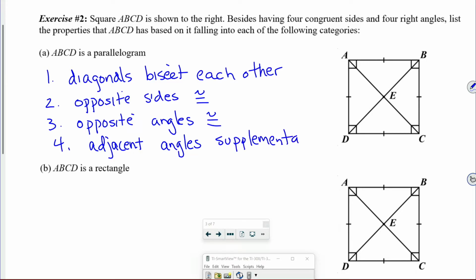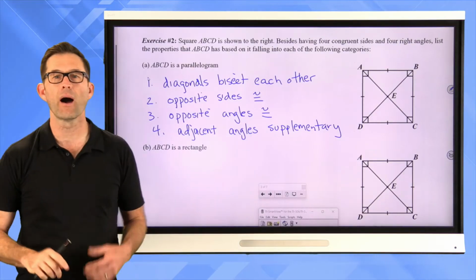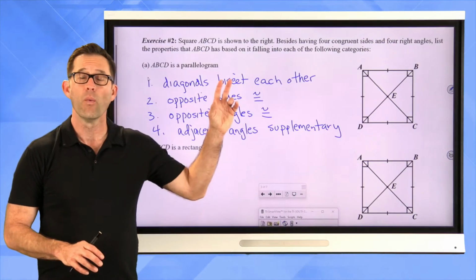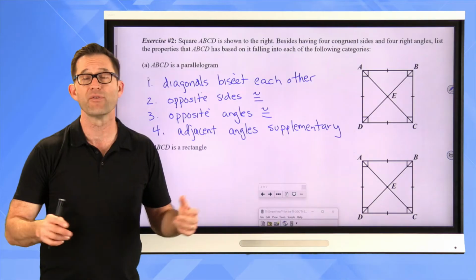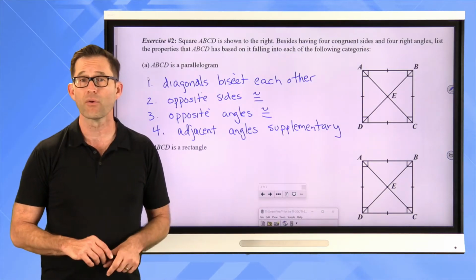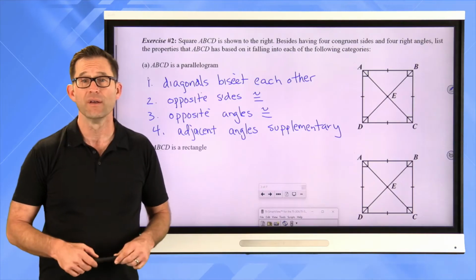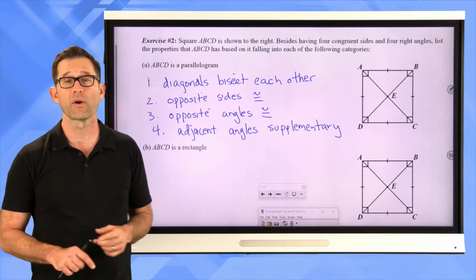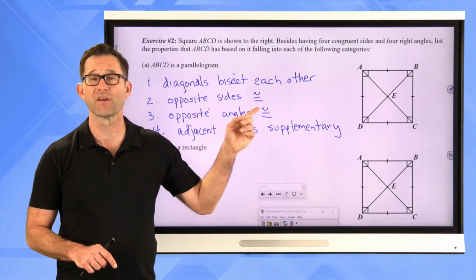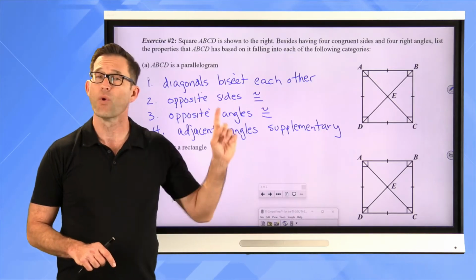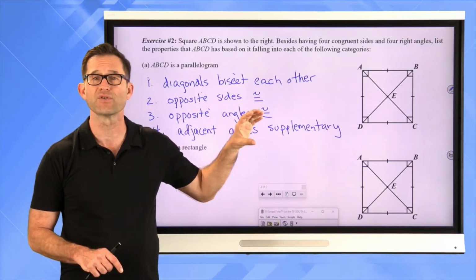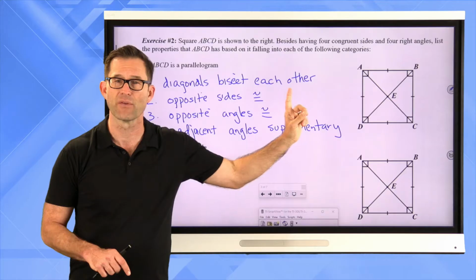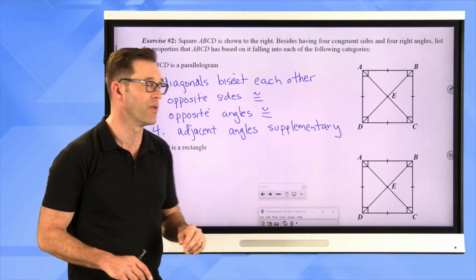Now, a little tricky, those last three things, the opposite sides being congruent, the opposite angles being congruent, and the adjacent angles being supplementary, one could make the argument that all three of those simply come from the definition of what a square is. All right. In other words, a square has got four right angles, so obviously the opposite angles are congruent and the adjacent angles are supplementary, and also a square has got four congruent sides, so obviously the opposite sides are congruent. All right. The one thing that doesn't just sort of come naturally from the definition of a square, that really just comes from a square being a parallelogram, is the fact that the diagonals bisect each other. But let's list the other three here just so that we can review them.